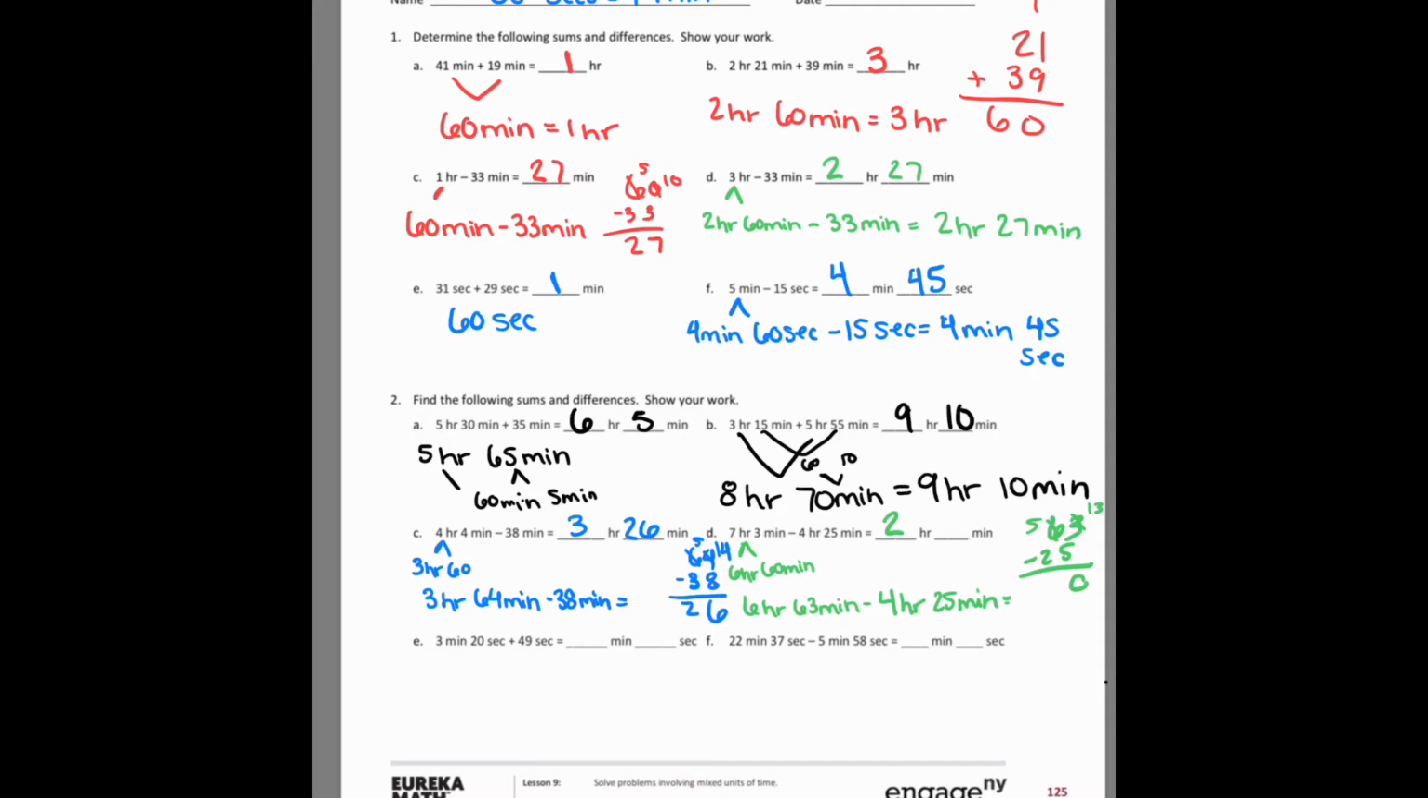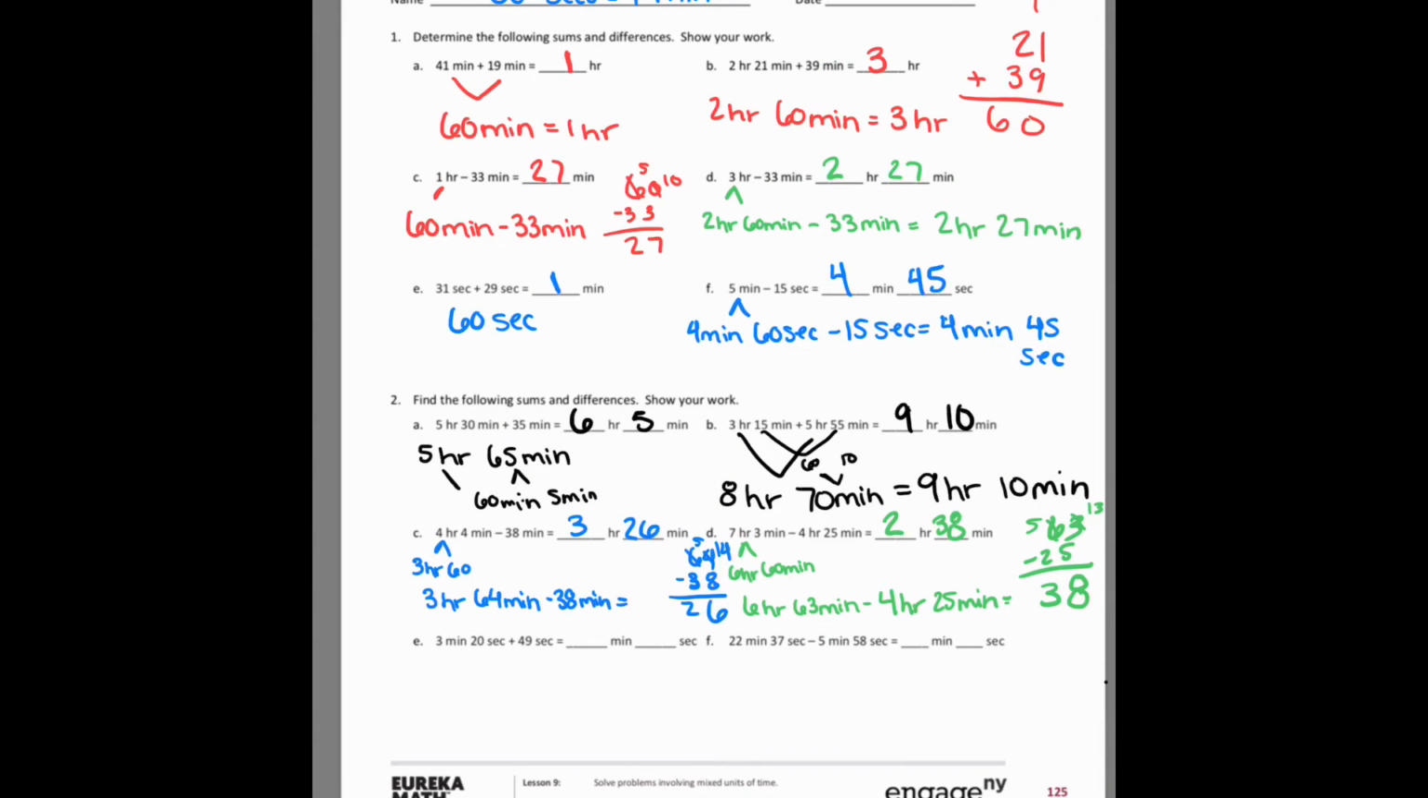We should end up with 38 minutes over here to the side. Okay, let's look at part E. We got 3 minutes and 20 seconds plus 49 seconds. When I add my seconds together, I end up getting 3 minutes and 69 seconds. Well, 69 seconds is more than a minute, so if I took out 60 of those seconds and turned them into a minute to give me a total of 4 minutes, I would have 9 seconds left over. So really I have 4 minutes and 9 seconds.